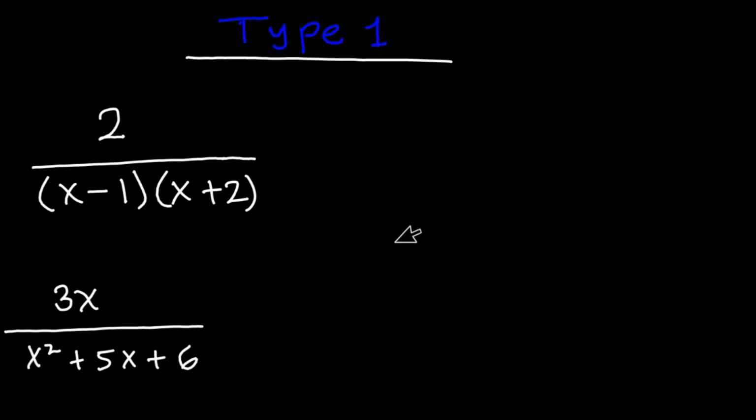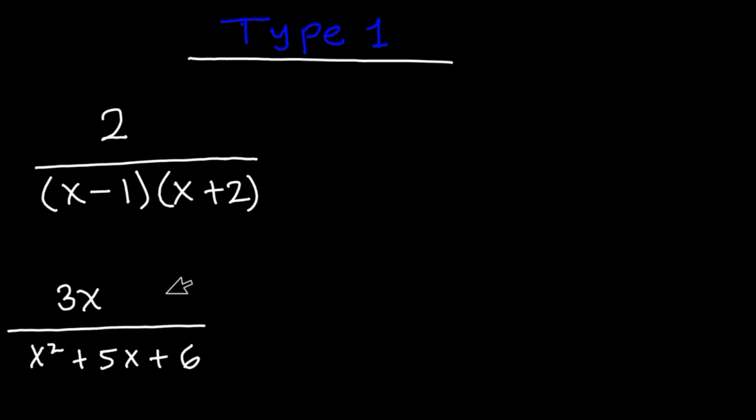In this video, we're going to be talking about how to resolve fractions into partial fractions from type 1 to type 4. Type 1 to type 3 is all about proper fractions, while type 4 is improper fraction. Now, how do we determine if a fraction is a proper fraction? A fraction is a proper fraction if the degree of the numerator is less than the degree of the denominator.